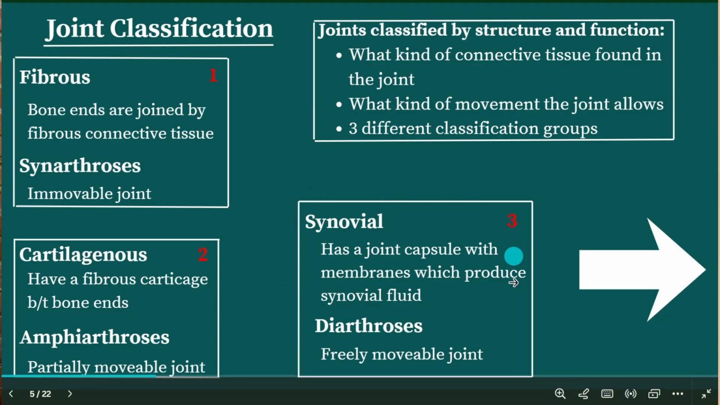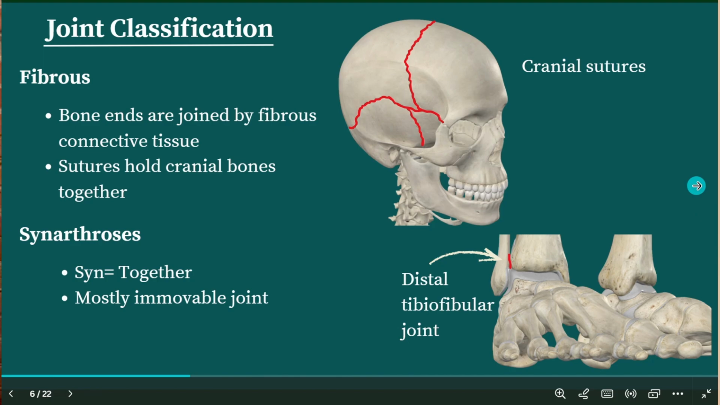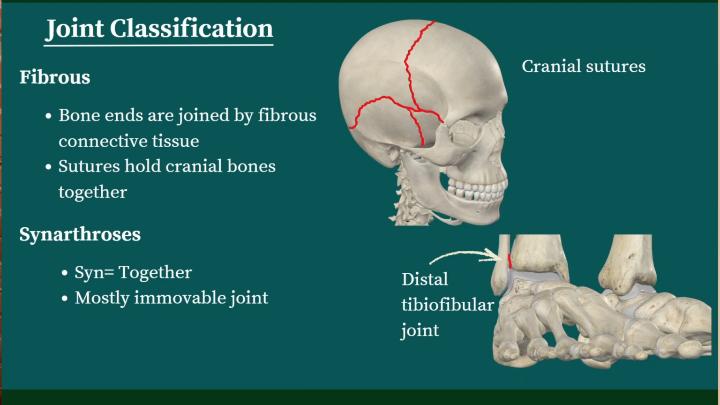And then finally, synovial, which is our favorite. We have the most joints that are synovial. It has a joint capsule with membranes which produce synovial fluid. So it's very squishy and very movable, diarthrotic. Di in this case means two, okay? I don't know how that's different than amphi, but whatever. So we're going to go through these three different joint classifications and where we can find them on our bodies.